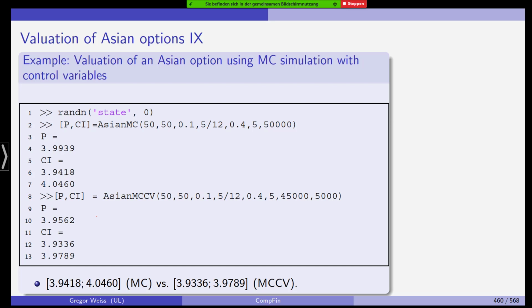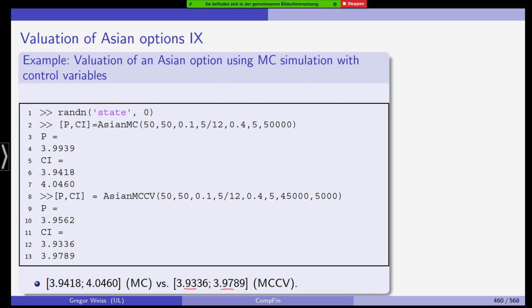And if we now do this and compare it with Monte Carlo simulation, we don't have Black-Scholes at our disposal here, so we have to compare regular Monte Carlo simulation with Monte Carlo simulation that uses a control variable. So again, Asian MC gives us a price of 3.9939, confidence interval 94 to 04, and we now get a confidence interval with a control variable of 93 to 97.